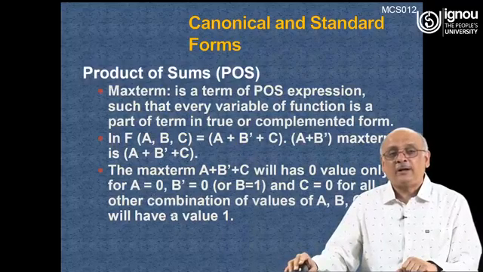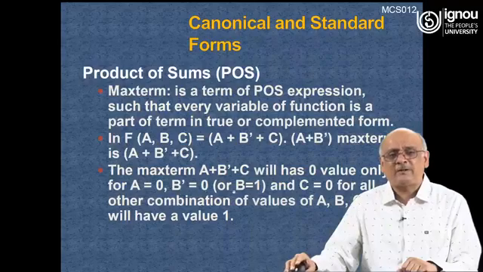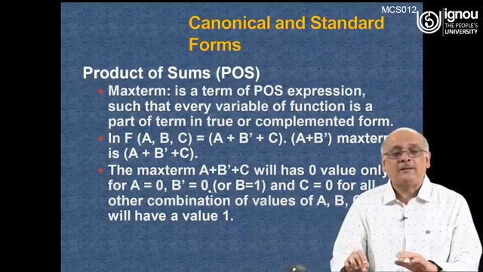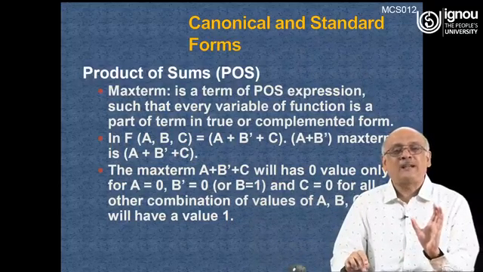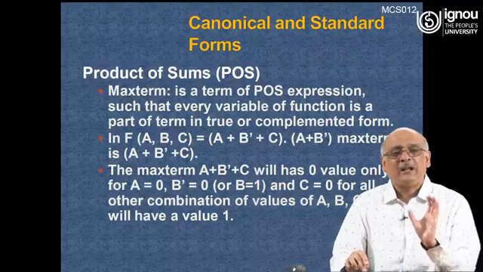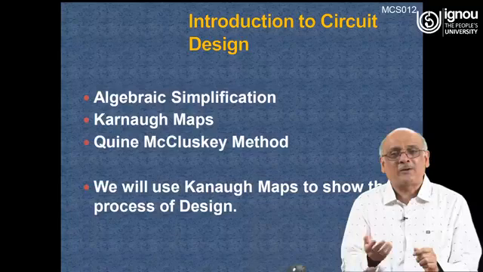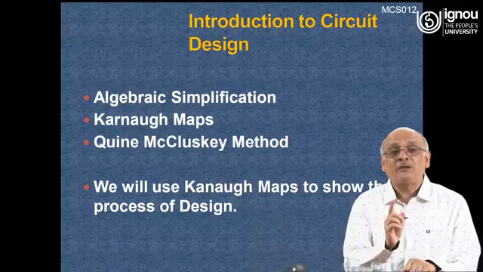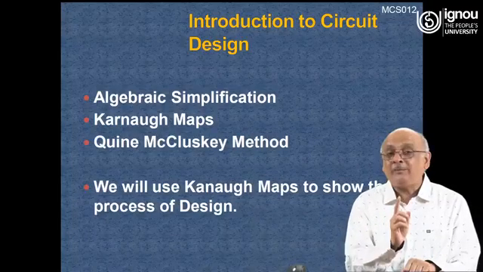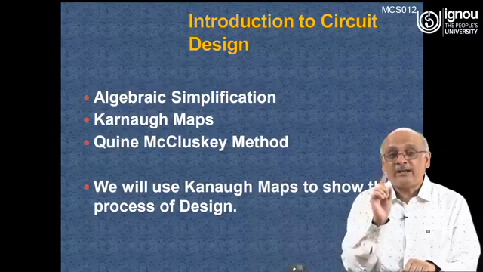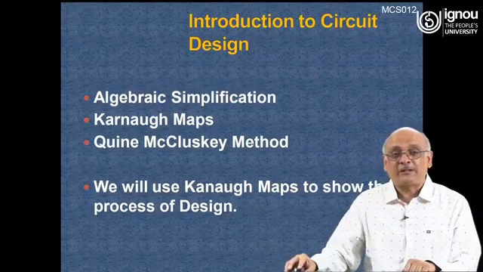Okay. Now the combination, once again: when A equals 0, B dash equals 0, that means B equals 1, and C equals 0, this max term will have a value 1. That's all. So these are the two terms which you will find in all texts. But what is their importance? What I told you about the min term is very, very important: one min term is equivalent to one entry in a truth table. So we'll see that particular thing.